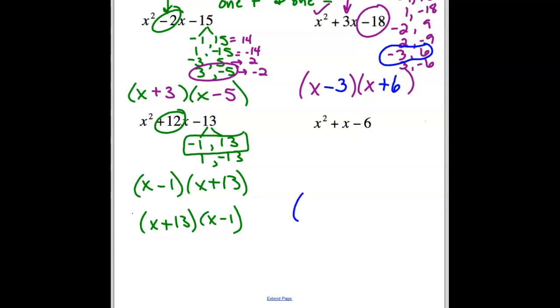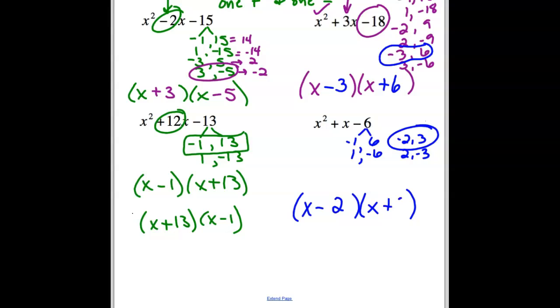All right, splitting up our x squared, and then looking for factors that make negative 6. Negative 1 and 6, or the reverse. Negative 2 and 3, or the reverse. We want it to add up to a positive 1, so we're looking at the pair negative 2 and 3. So you should have an x minus 2 and an x plus 3.